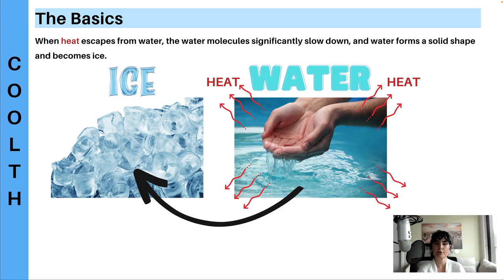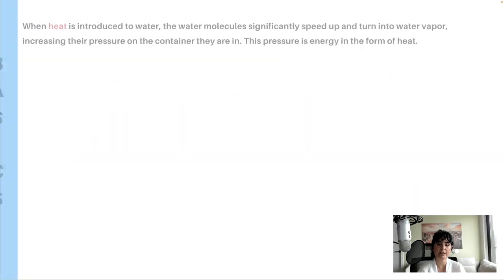When heat escapes from water, the water molecules significantly slow down and water forms a solid shape and becomes ice, as you know. So heat runs from hot to cold, remember. So when you apply cold to the water, the molecules start to slow down, the heat starts to escape, which makes molecules slow down. When they are finally really slow, that solidifies the water and makes it ice.